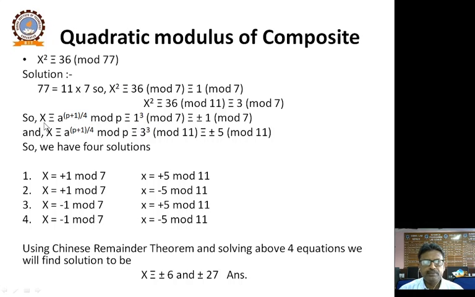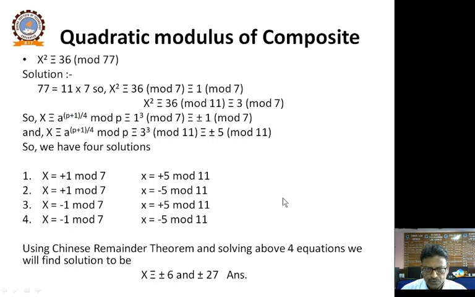So the solution will be x equal to a to the power (p+1)/4 mod p, that is 1 cube mod 7, that is plus minus 1 mod 7, and another will be 3 to the power 3 mod 11, that is plus minus 5 mod 11. So we have four solutions, combining plus minus 1 mod 7 with plus minus 5 mod 11.